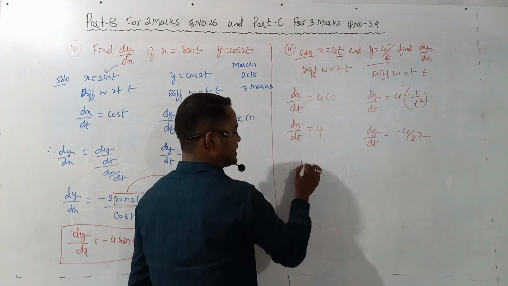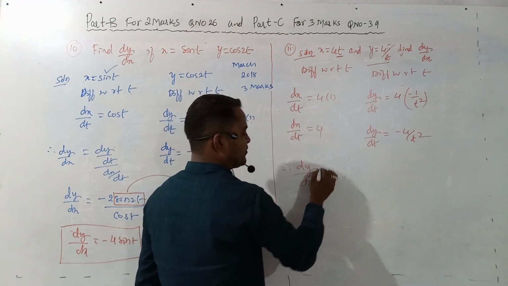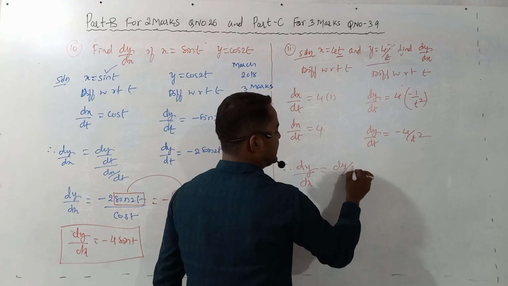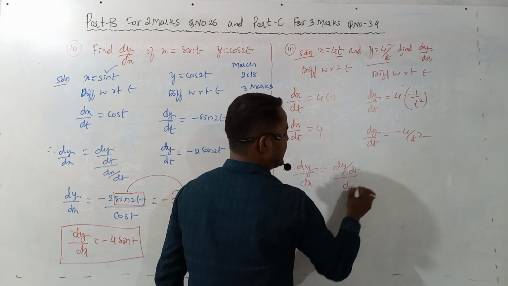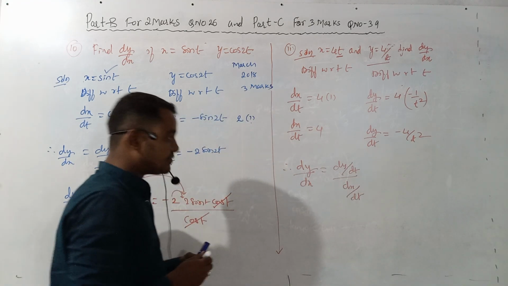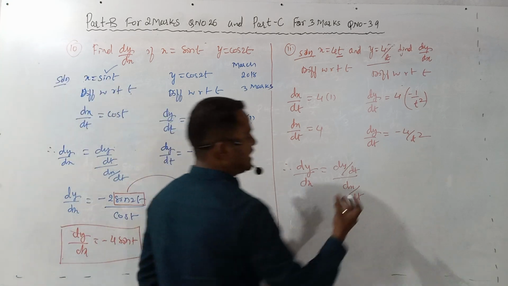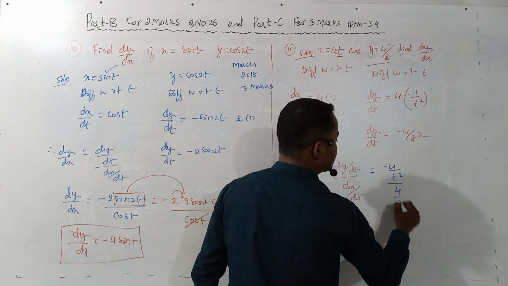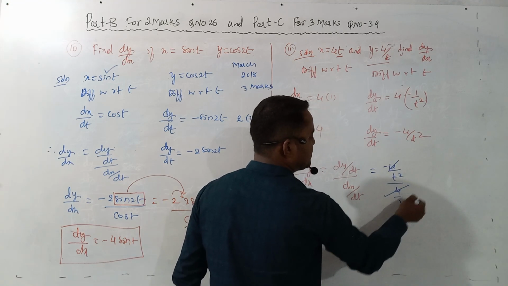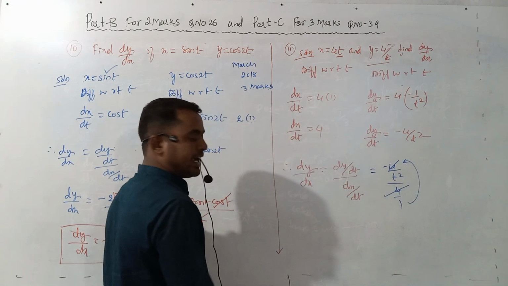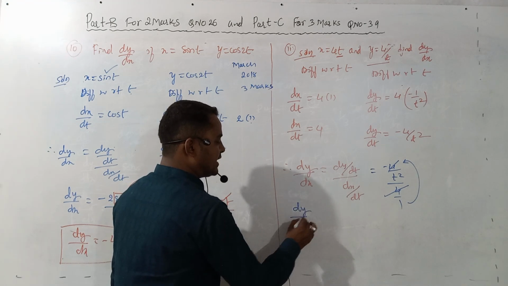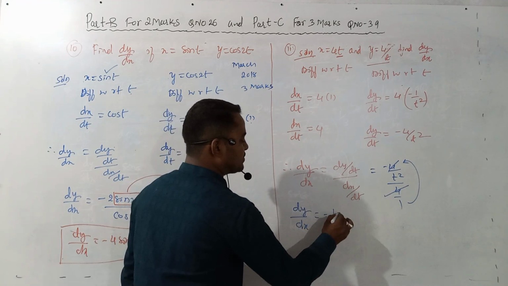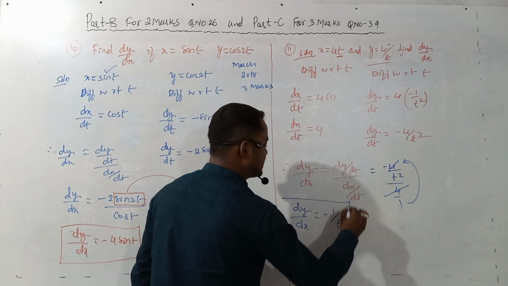Therefore dy by dx is equal to dy by dt divided by dx by dt. That is equal to minus 4 by t square divided by 4. The 4s get cancelled, and we get minus 1 by t square. Then dy by dx is equal to minus 1 by t square. This is the final answer.